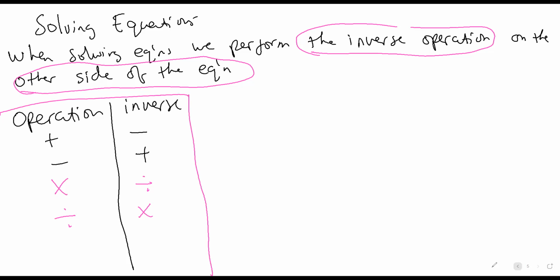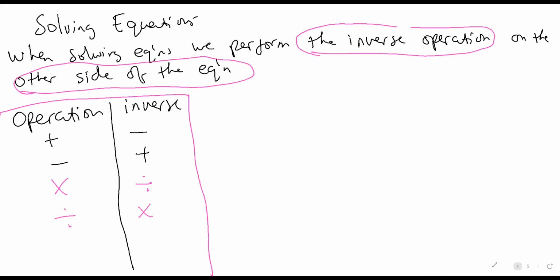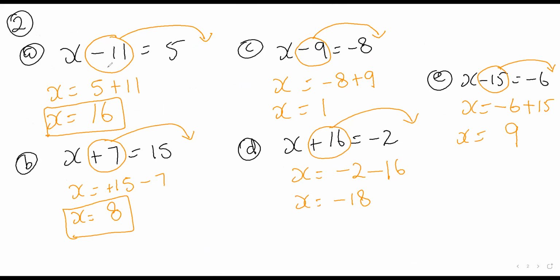Let's go back to the homework question. The homework question is perfect to see this, right? We see the inverse of subtracting 11 is adding 11. The inverse of subtracting 9 is adding 9. The inverse of adding is subtracting as well, right?